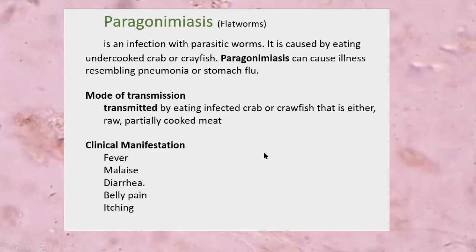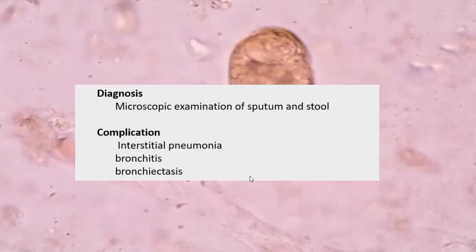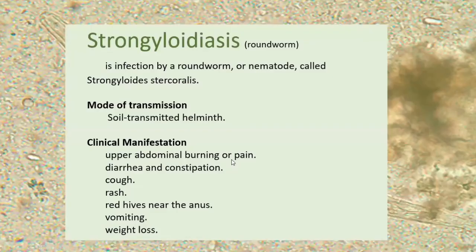The clinical manifestations are fever, malaise, diarrhea, belly pain, and itching. The diagnostic exam for this is microscopic examination to check the sputum and the stool for the presence of parasitic worms. The complications are interstitial pneumonia, bronchitis, and bronchiectasis.